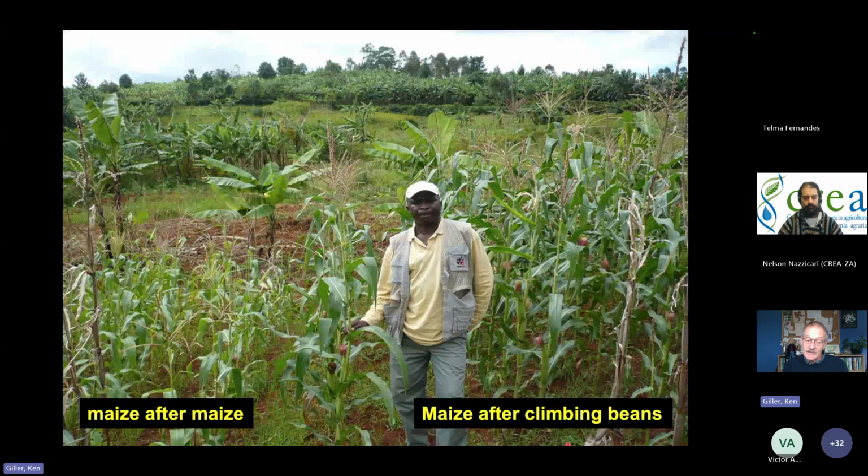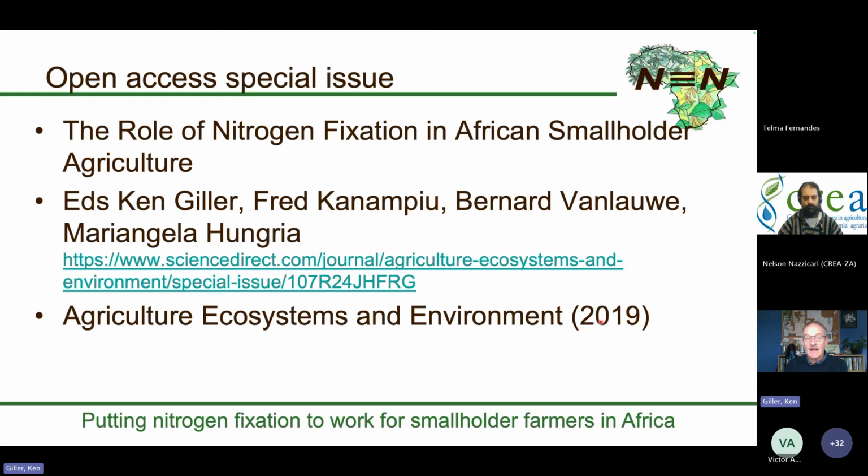After the crop of climbing beans, if we compare plots with maize after maize or maize after climbing beans, you can see a very clear residual effect in terms of the soil fertility benefits of the legume to the subsequent crop. I can't present all of these results, but we had a special open access issue in Agriculture, Ecosystems and Environment in 2019 with 12 papers summarizing the results of the project.